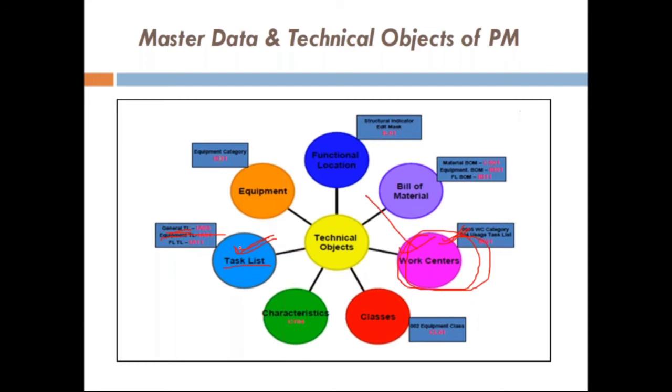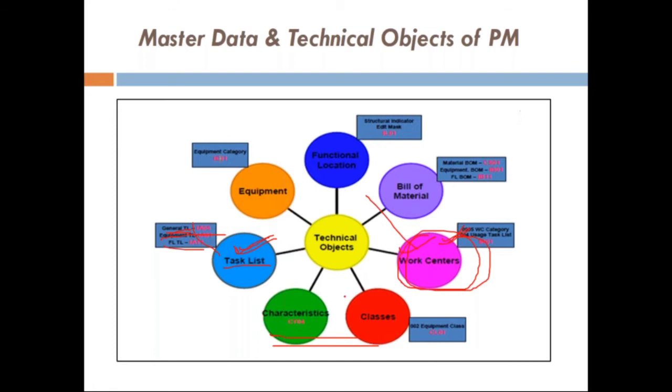Okay, so those are the different types of task lists. We will see how they are created, and ultimately the main motive is, once they are created, where and how they are used. Those things we will understand. Okay, and after that we will see the classification, equipment classification.